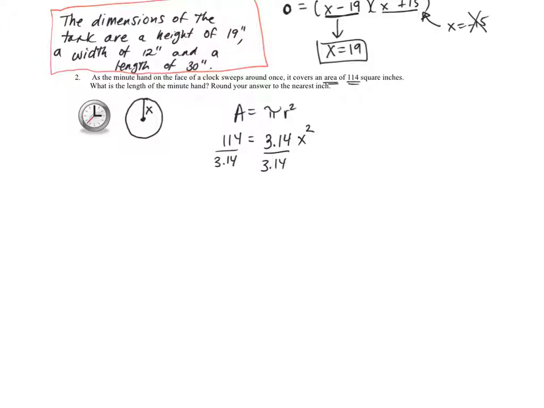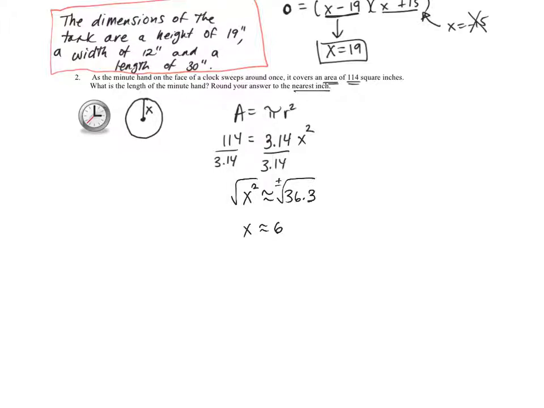We would get that x squared is approximately equal to 36.3. Okay, and then I can take the square root of both sides, and knowing that always I have to take the positive and negative. And the square root of 36 is 6, so it'd be a little bit bigger than that, but it's saying I can round to the nearest inch.